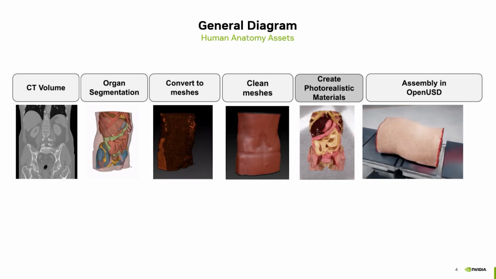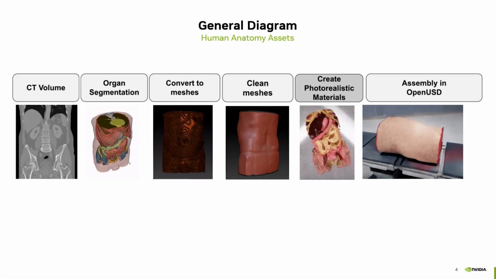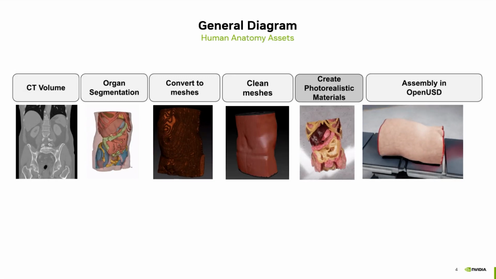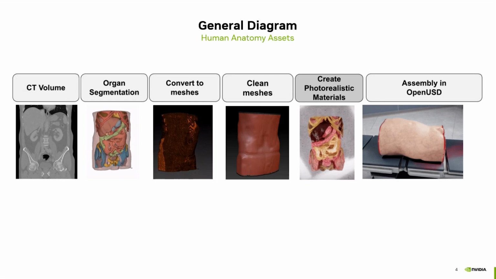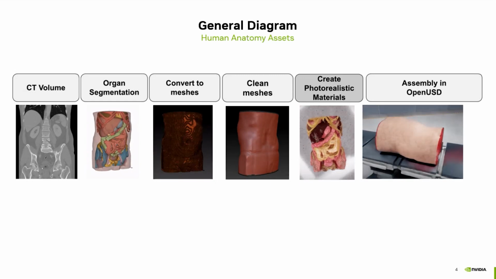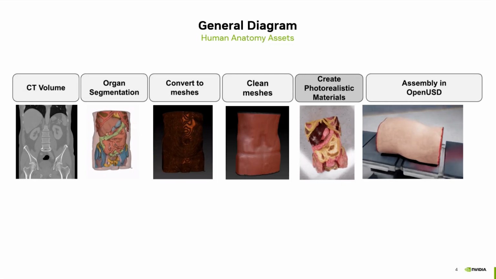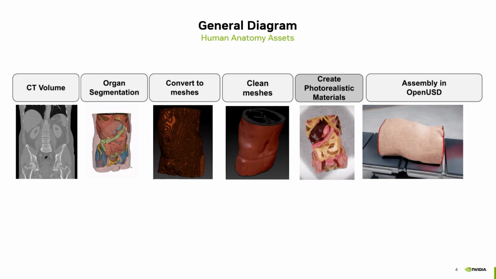The next step is to clean the meshes, and for this we use ZBrush. The whole idea of this is to remove any imperfections or artifacts in the meshes, and in general to create better UV maps, which is the input to the next step to basically create photorealistic materials, right?